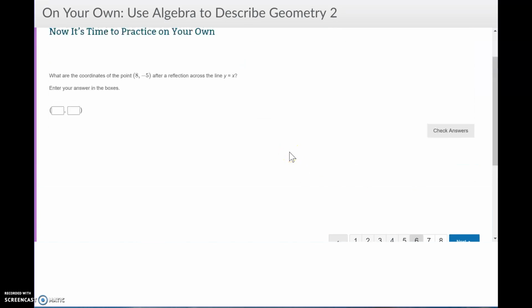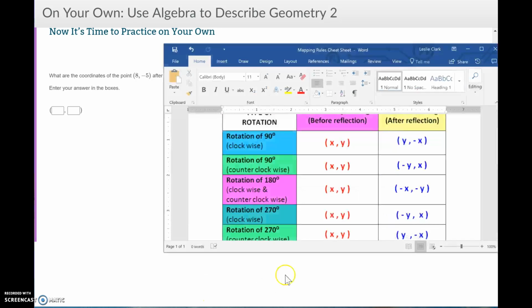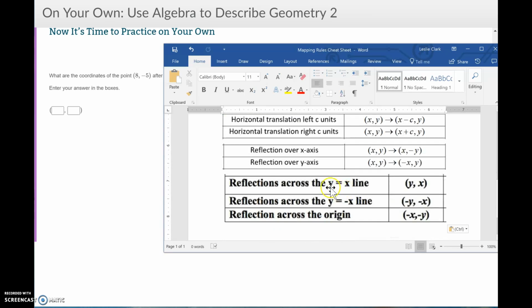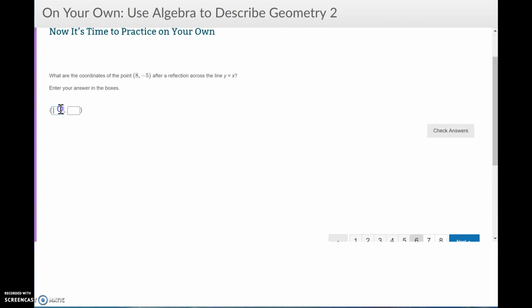Alright, what are the coordinates of point 8, negative 5 after reflection across the line y equals x? So what is the rule for that? Across y equals x, they just switch places. X and y switch places. So this becomes negative 5 and this becomes 8.